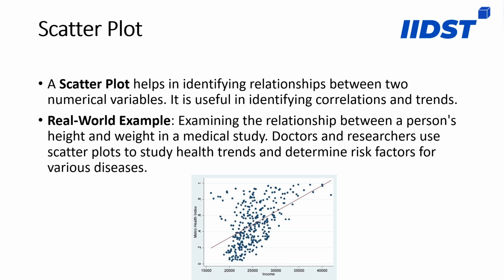Scatter plot. A scatter plot helps us identify relationships between two numerical variables. It is useful in identifying correlations and trends. For example, a healthcare researcher examines the relationship between daily calorie intake and body weight to determine obesity risks. We need scatter plots in medical research, economic forecasting, and artificial intelligence.